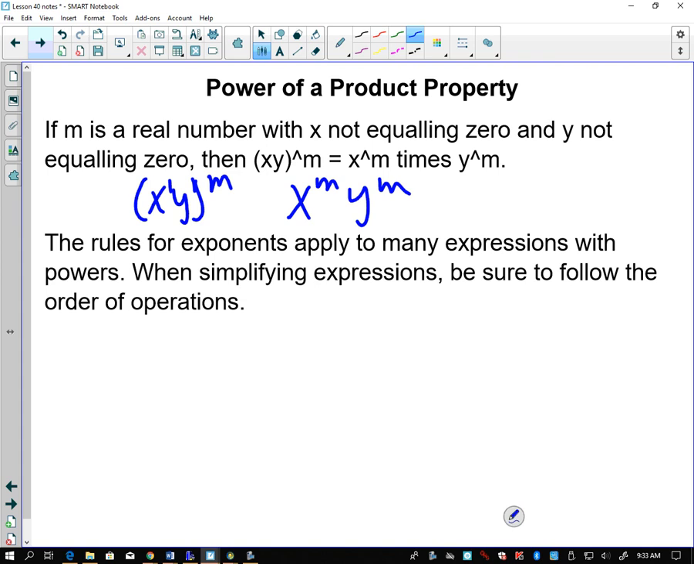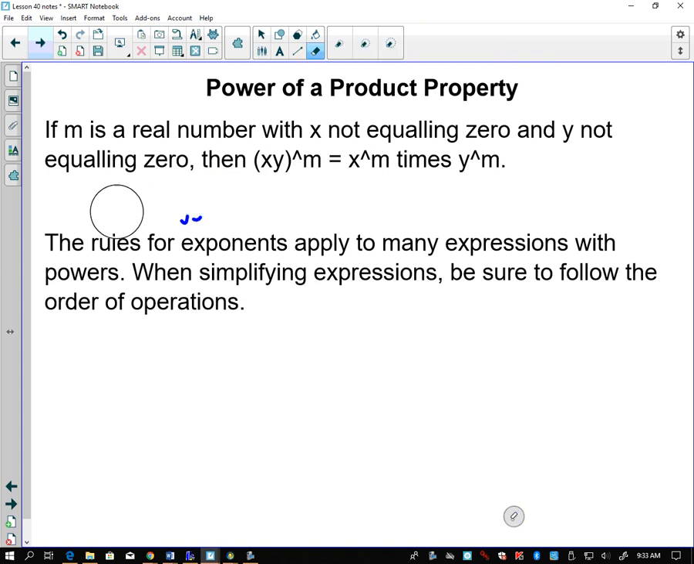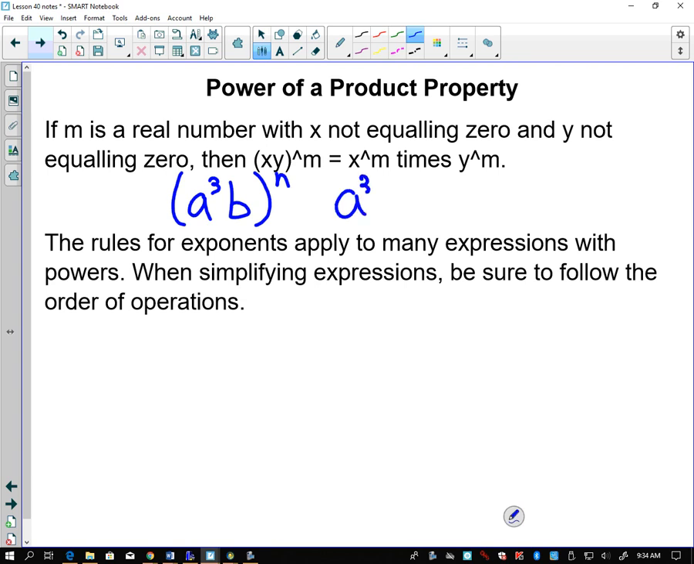So if I saw something like, let's try (a to the third b) to the n. That's going to be a to the 3n, b to the n. Okay?